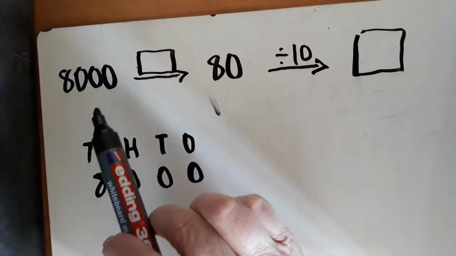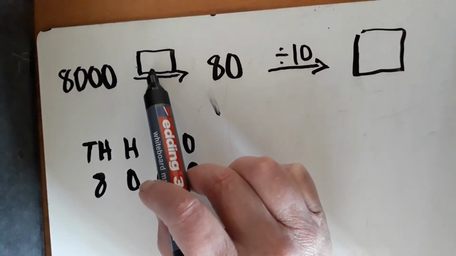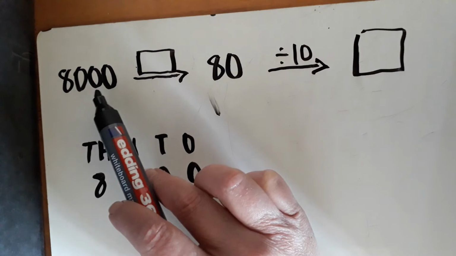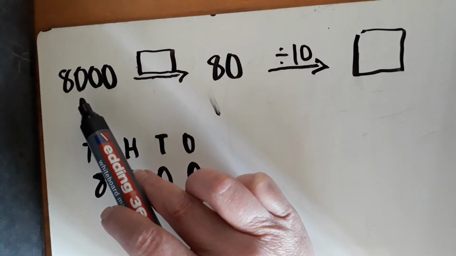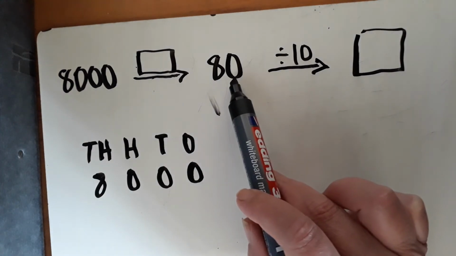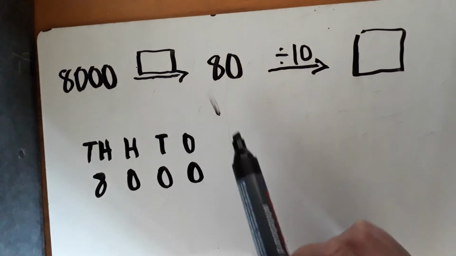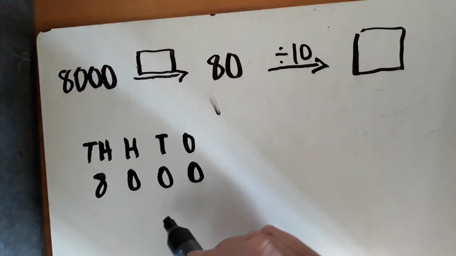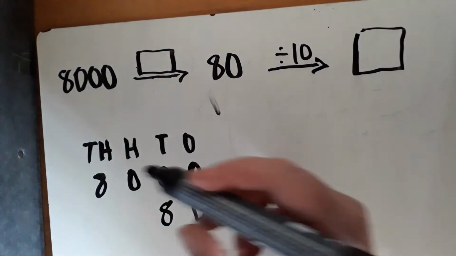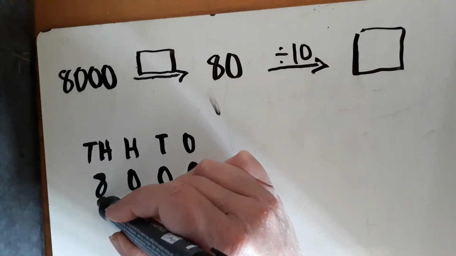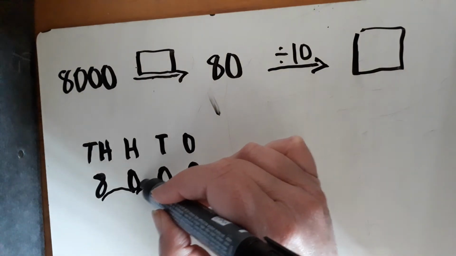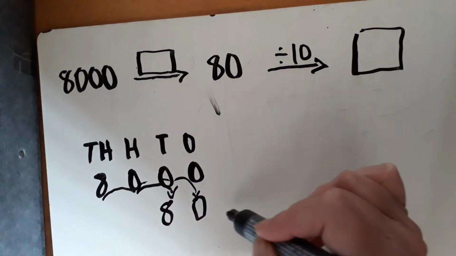So for this example, we need to know what process has been carried out for the number to change from 8,000 to 80. Okay, so if I write 8,000 here, and if I write 80 here, we can see that our 8 has moved 2 places. This 0 has moved 2 places.